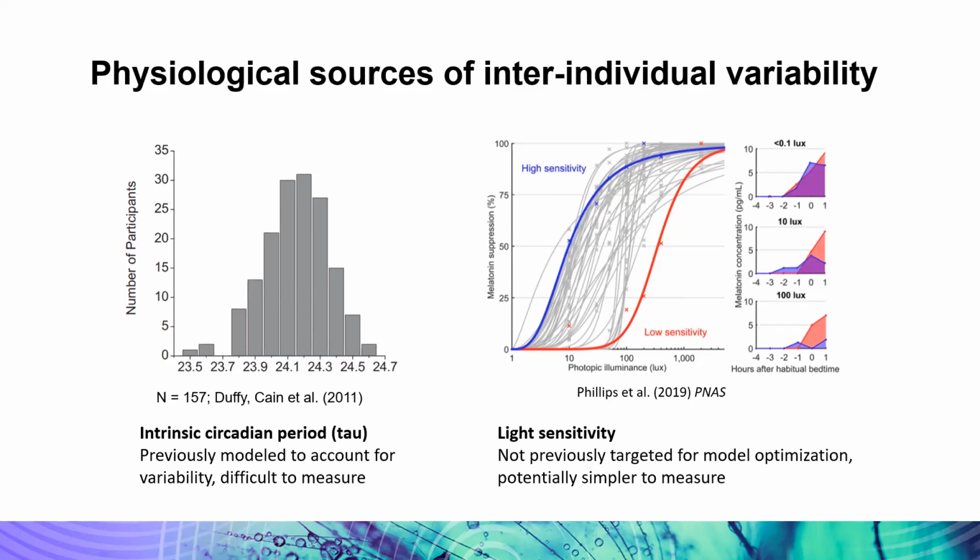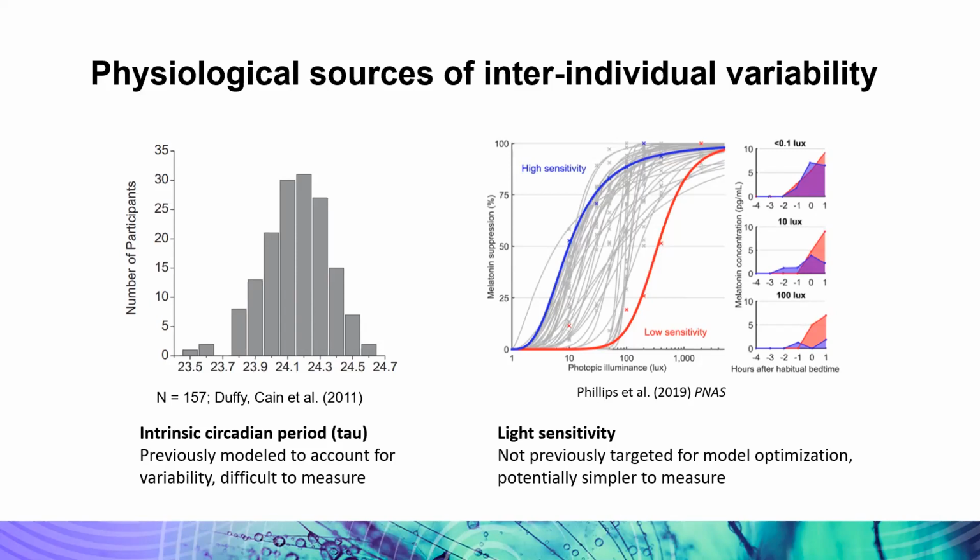It's a group of 157 individuals who all went through forced desynchrony studies. And you can see that the intrinsic period, even in these individuals who are all intermediate types, all super healthy sleepers, ranged from about 23.5 to about 24.7 hours. One of the problems with tau, of course, is it's very difficult to measure. You basically have to do a forced desynchrony to assess someone's circadian period, at least using what we know today.